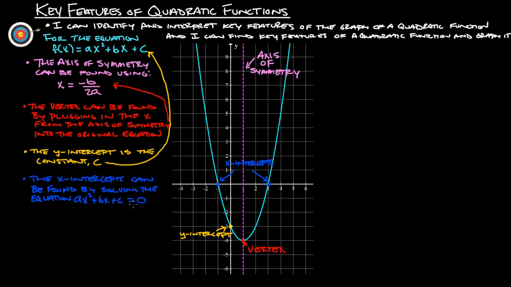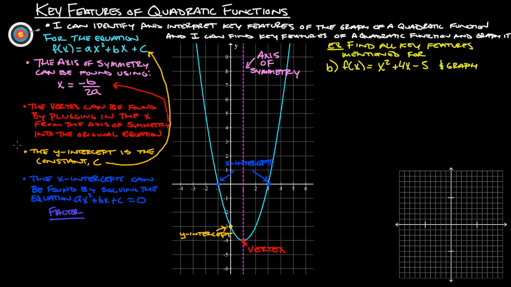And then the x-intercepts can be found by solving the equation for 0. Basically that means we are going to factor this thing out to set it equal to 0. Okay, using that info, let's take a look at an example.